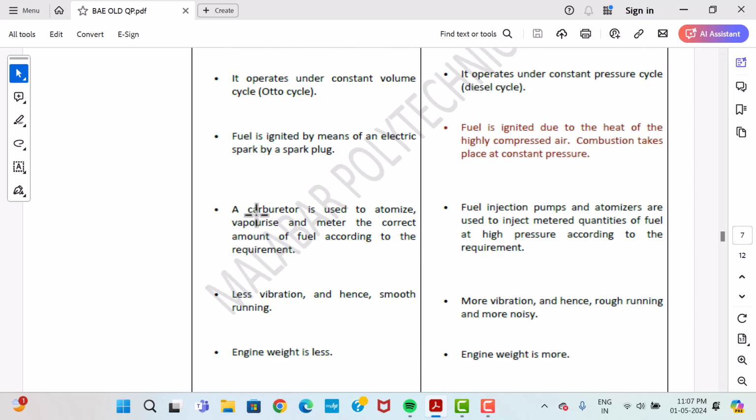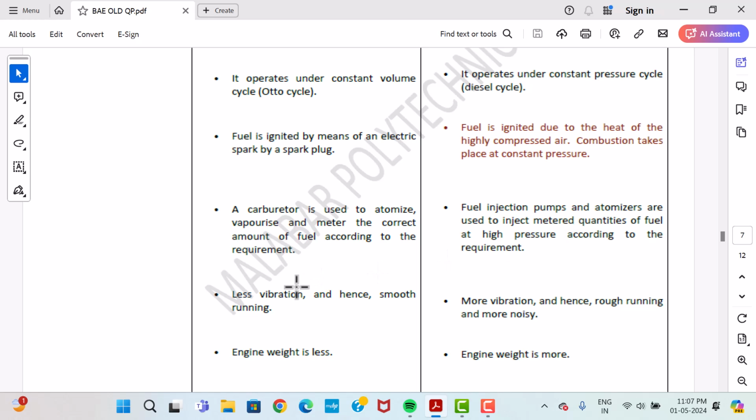In the case of SI engine, a carburetor is used to atomize, vaporize, and meter the correct amount of fuel according to the requirement. In the case of CI engine, fuel injection pumps and atomizers are used to inject a measured quantity of fuel at a high pressure according to the requirement.